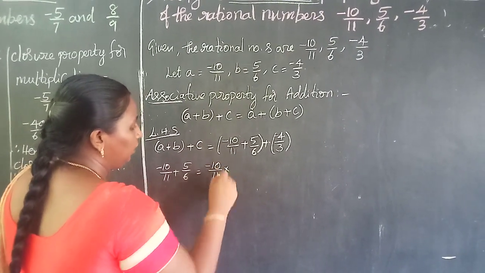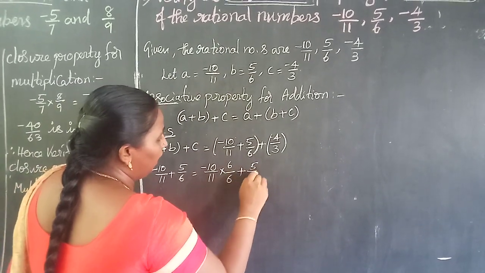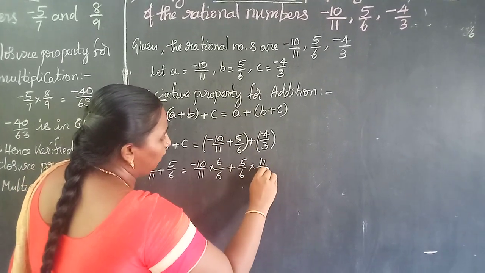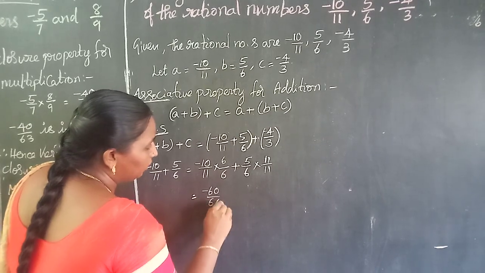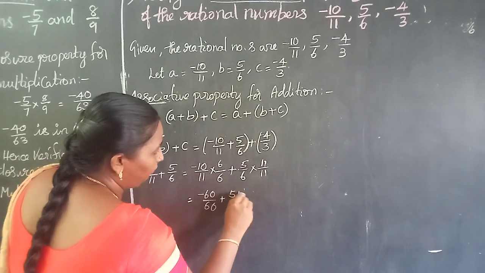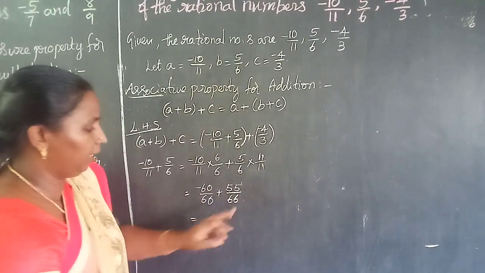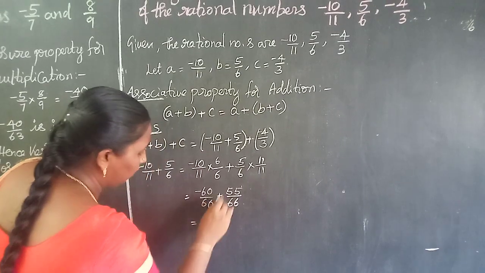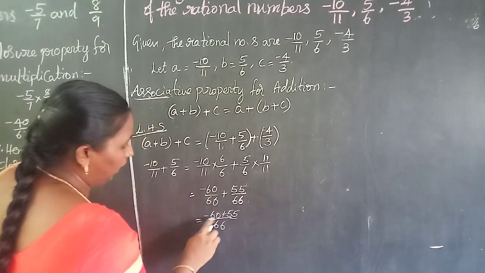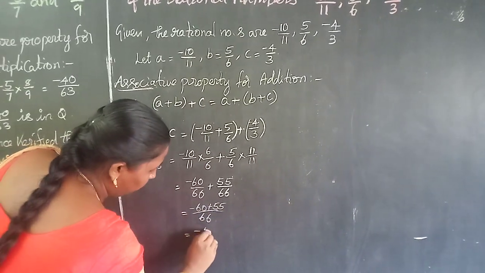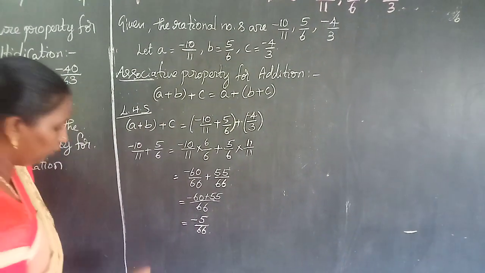Minus 10 by 11 into 6 by 6 plus 5 by 6 into 11 by 11. Now see, minus 10 into 6 is minus 60 by 66, plus 55 by 66. Now the denominators become the same. So over 66, minus 60 plus 55. What will you get? Minus 5 divided by 66. So next we are going to find the whole sum.